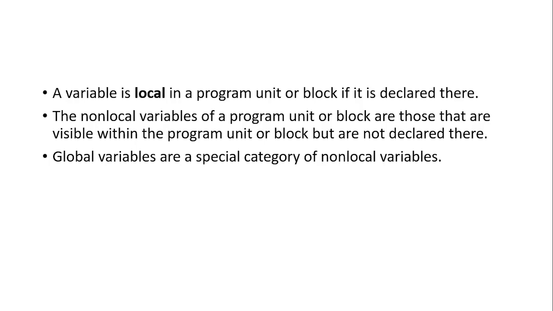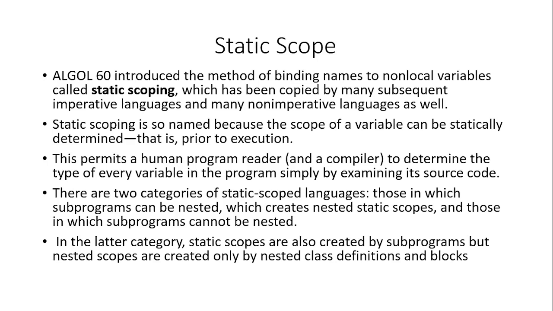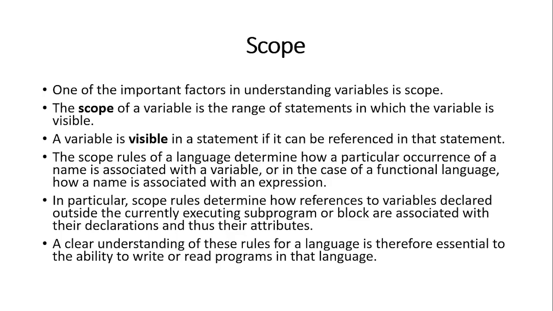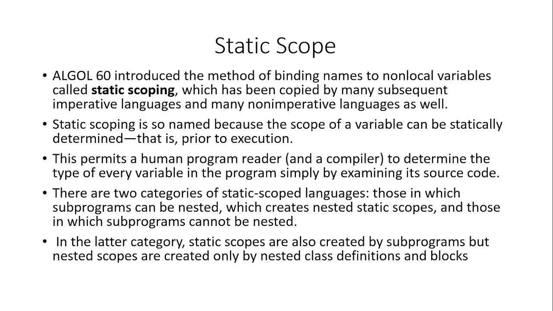So when we talk about the scope of variables, that is what is meant by scope. It is the place, the set of statements, where this particular variable is visible. That is known as the scope, the range of statements in which the variable is visible. And we can have basically two types of scope, that is static scope and dynamic scope. We will see static scope first.